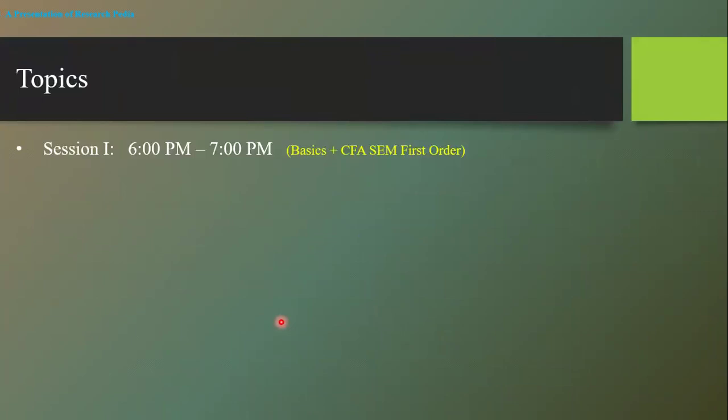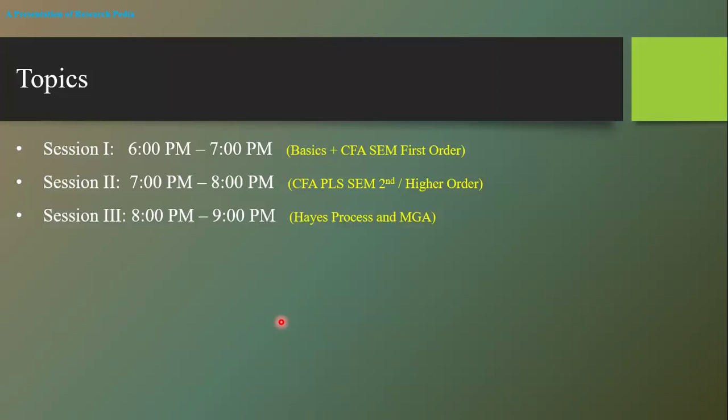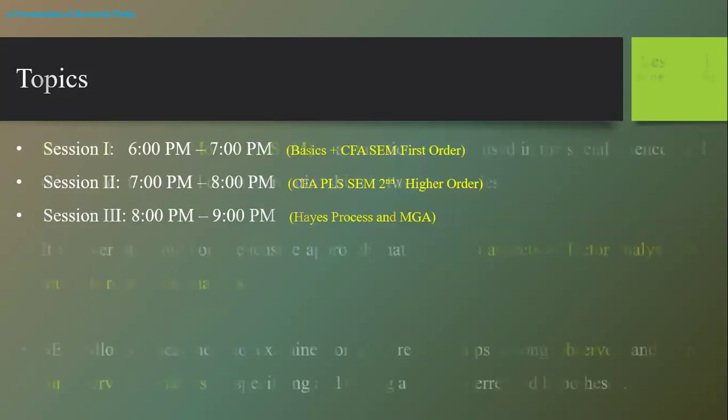Session one includes 6 to 7:30 p.m., regarding the basics plus CFA-SEM first order only. Then we will cover CFA PLS-SEM second order, higher order. Then we will cover the Hayes process and MGA, which is multi-group analysis, in our third session. So today we will cover these topics in much deeper and much speedy detail. So buckle up your seatbelts, and you would be able to learn a lot of things regarding Smart PLS4.